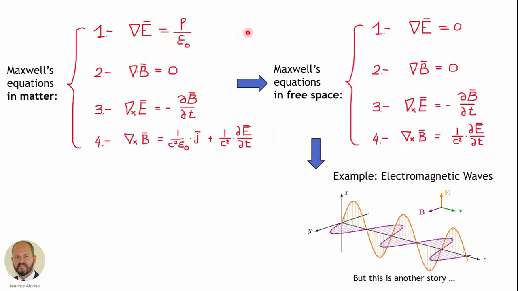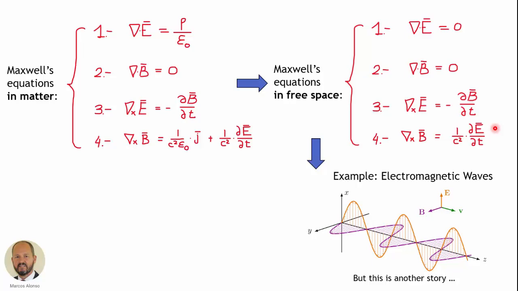Before starting with matter, let's see what happens when we have no matter. If we have no matter, then the charge density is 0. So we have this equation here. These other two equations are the same. And also, if we have no matter, then the current density is 0. So then we have this equation. So this set of 4 equations are the Maxwell's equations in free space.